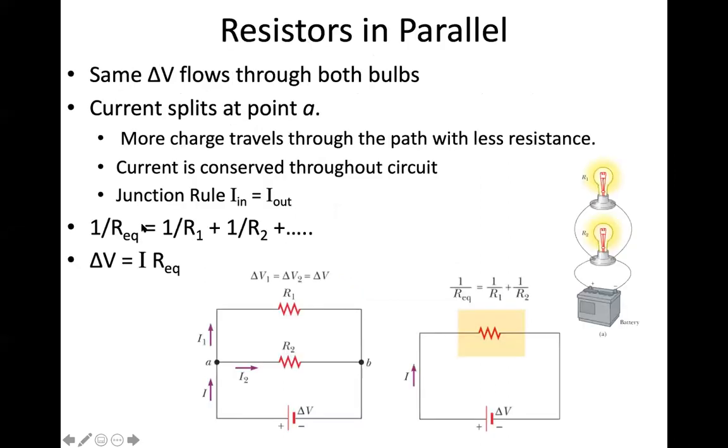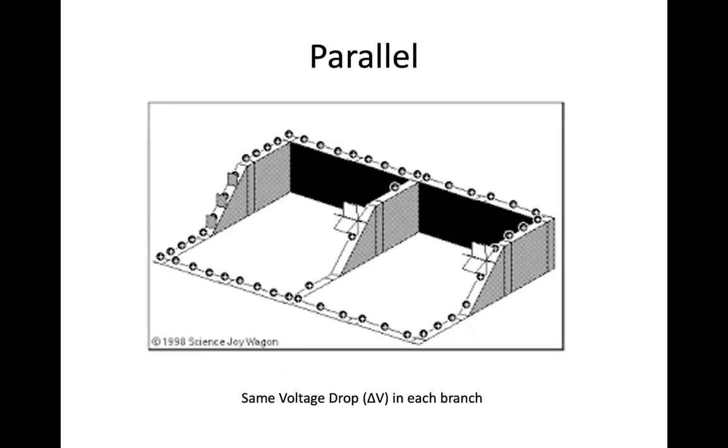Another way to combine resistors or circuit elements is in parallel. So this is going to be a little bit more tricky, but remember that with parallel, we really talk about having 2 branches for the water to flow through, 2 bulbs, right? So we're thinking about our battery.